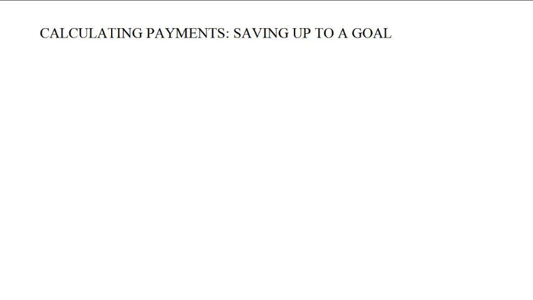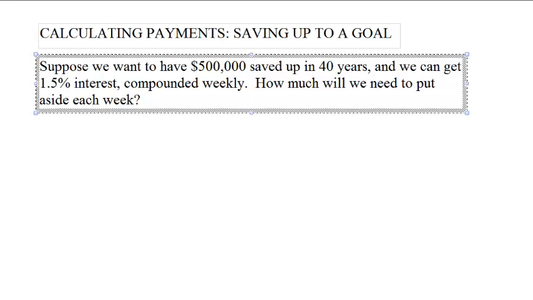Now for the last one, calculating payments, saving up for a goal. Suppose we want to have $500,000 when we retire in 40 years, and we can get 1.5% interest compounded weekly. How much will we need to put aside each week?